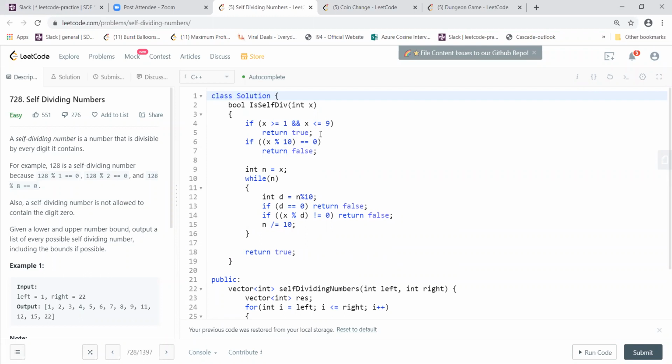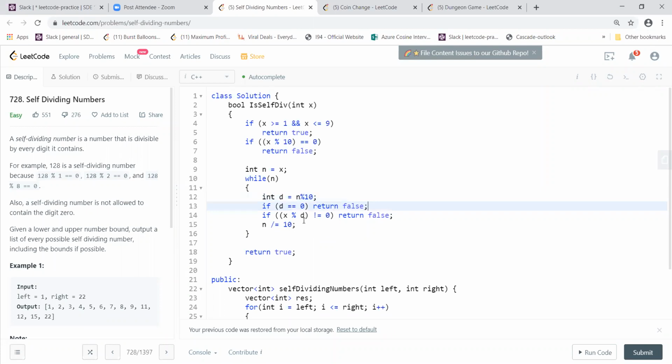In this self-dividing number function, the first thing I've done is included all the single digit numbers. If it is a single digit number, I just return true. If it is modulo 10 equals 0, meaning it is divisible by 10, I say it's false. Or else I go into this while loop, and as I said, I find the last digit of each and every number and first check if it's a 0. If it's 0, I just return false.